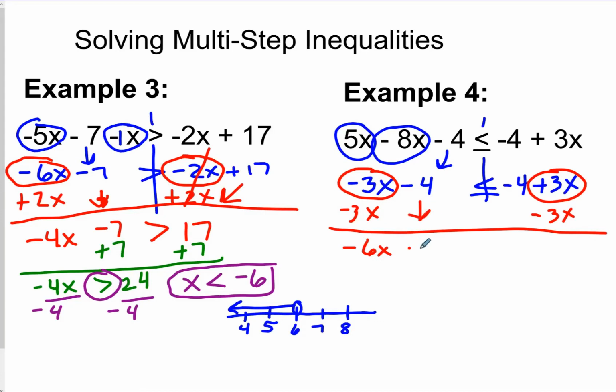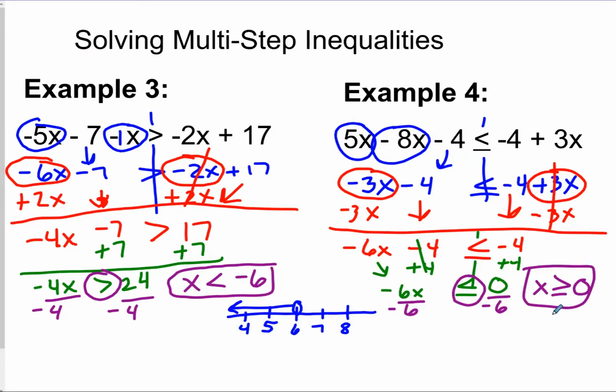We drop down our negative 4 is less than or equal to our negative 4. Go ahead and solve the rest of the inequality. We end up with the final answer of x is greater than or equal to 0. Notice how we flipped our inequality sign because we were dividing by a negative.